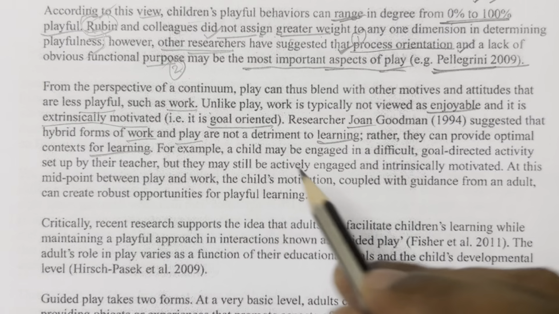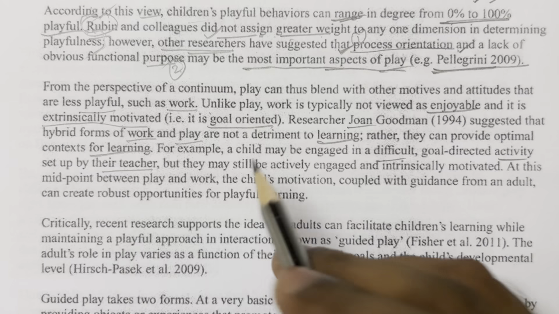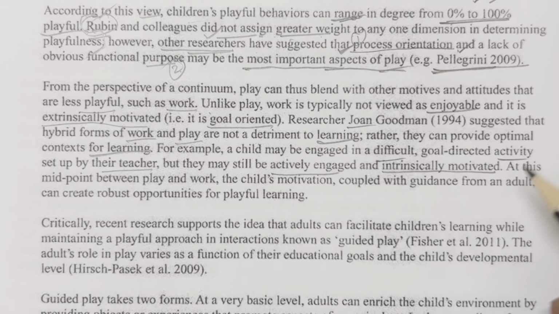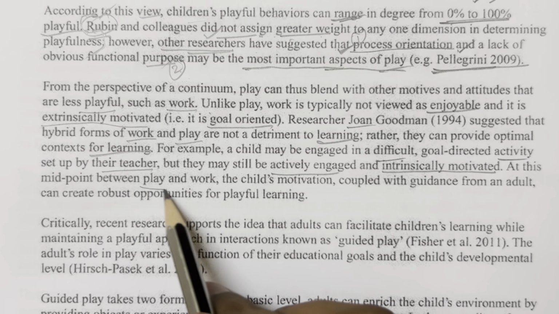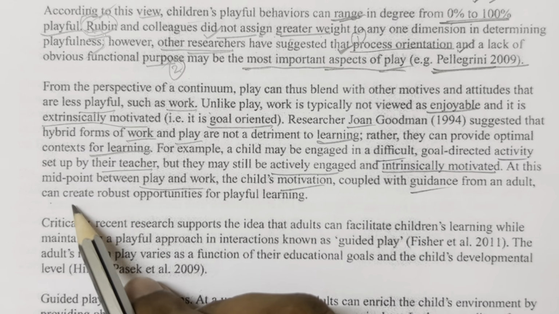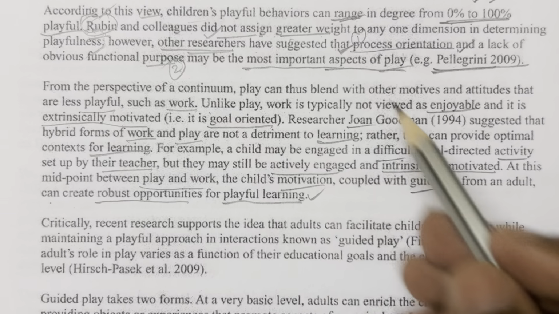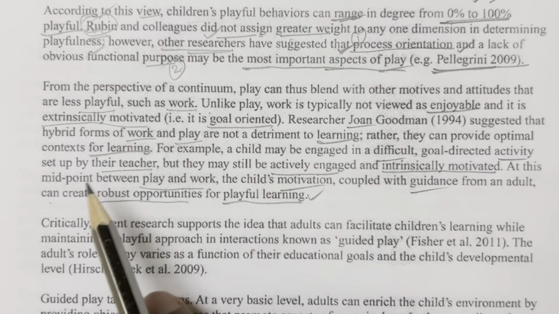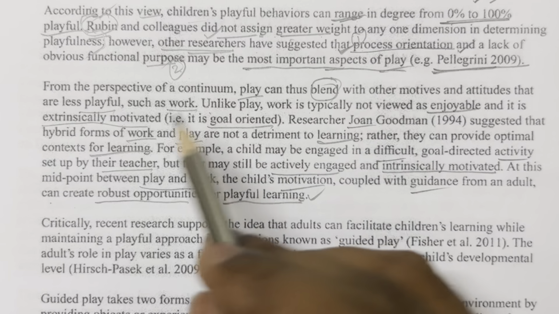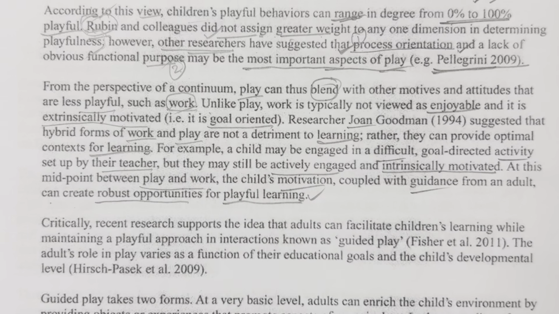For example, a child may be engaged in a difficult, goal oriented activity set up by their teacher, but they may still be actively engaged and intrinsically motivated. At this midpoint between play and work, the child's motivation coupled with guidance from an adult can create robust opportunities for playful learning. Okay, so here it is talking about a mixture of play and work, right? See, play can thus blend, means it can mix with other motives such as work. So unlike play, work is a goal oriented one.